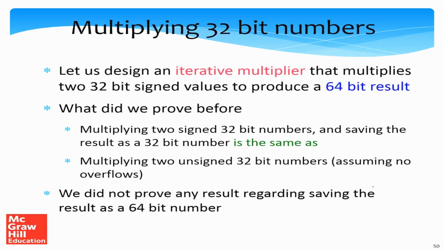So now let's look at multiplying two 32-bit numbers. Let us first design a simple multiplier called an iterative multiplier that will multiply two 32-bit signed values. This is the most general case. Multiplying unsigned numbers is always easy, but let's deliberately complicate our life and look at two 32-bit signed values. Let me just erase that.